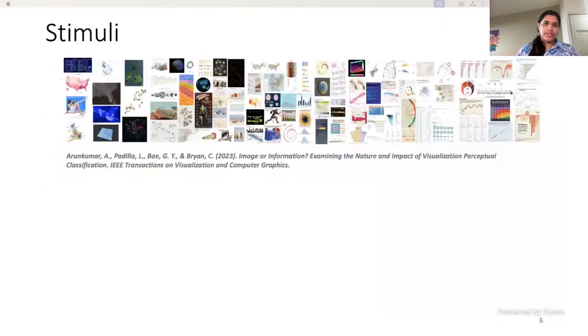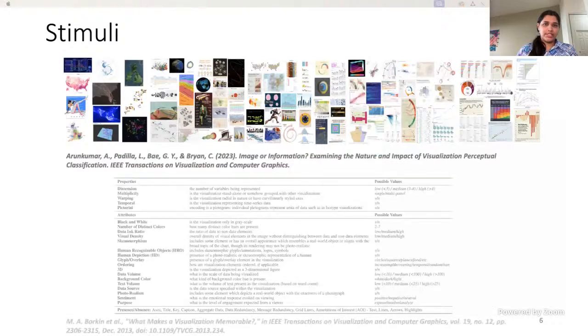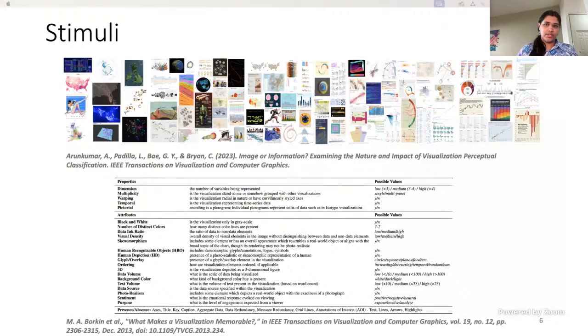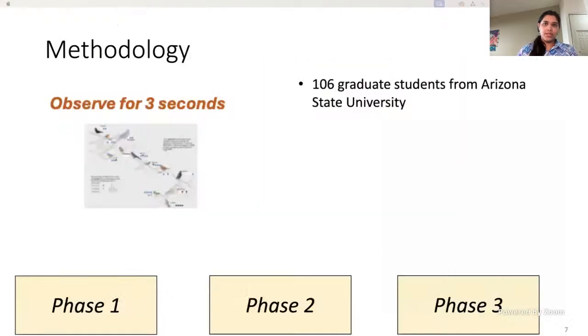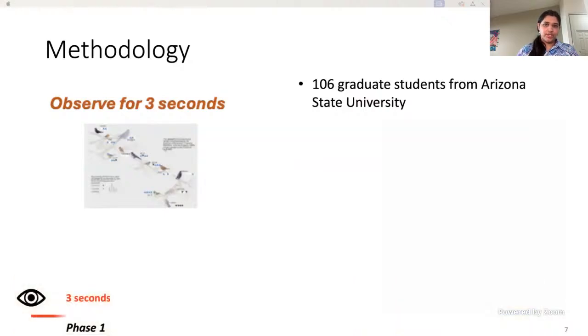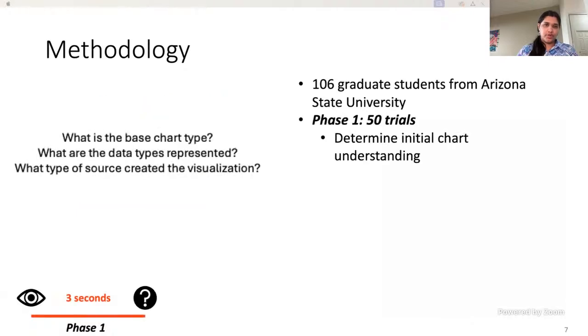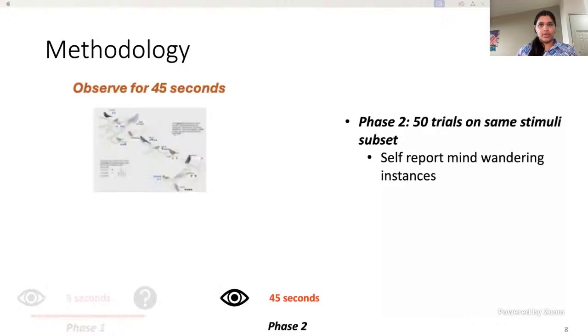We use a set of 100 real-world communicative visualizations, which were extensively pre-coded using the visual taxonomy developed by Borkin et al. And we recruit graduate students to complete a 3-phase study. First, we present participants with a diverse set of real-world visualizations, and after 3 seconds of viewing, we assess their initial understanding. In the next phase, participants view each stimulus for 45 seconds, and during the observation period, they're asked to self-report instances of mind wandering.